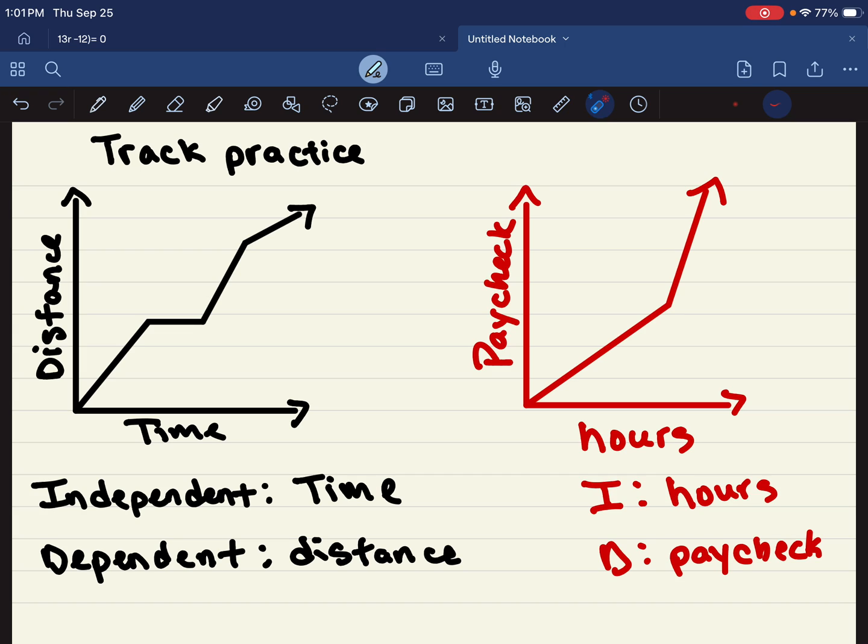We don't know. But the biggest thing I want is that we can identify independent and dependent, and then you can look at a graph and just say what you just told me, right? Or as hours increase, paycheck increases, right? That's always an acceptable answer.